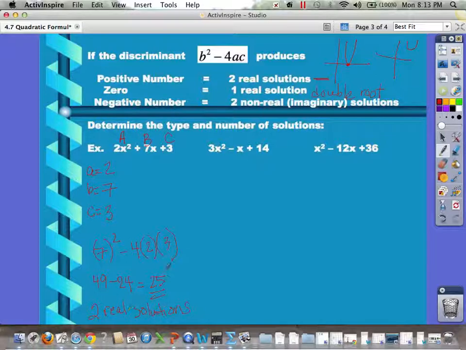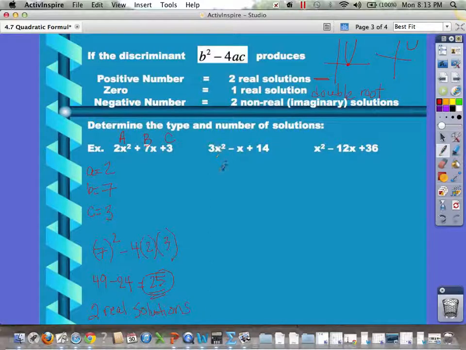Okay? So this is what the discriminant does. It comes up with a number to tell you it's going to be two real solutions. It doesn't tell you until you do the entire quadratic formula what those solutions are. It just will tell you what kind they're going to be and how many you're going to have.